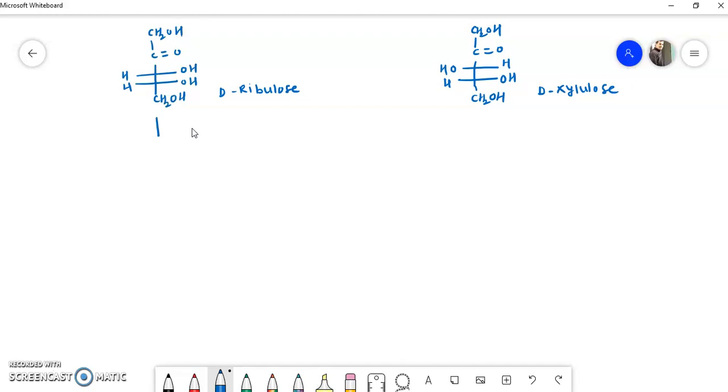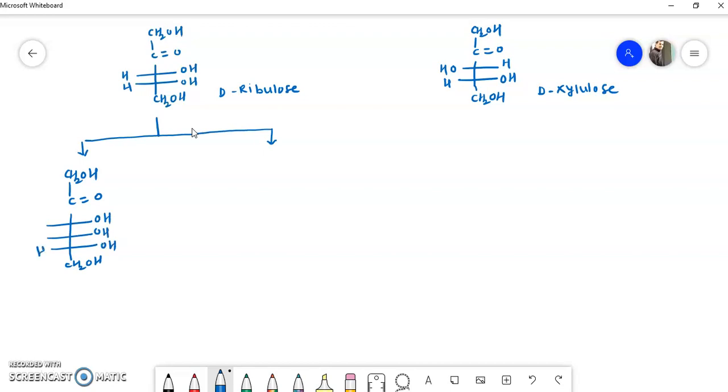So from this D-ribulose, we can derive 2 more structures like this. Just add one carbon more. So I will draw here the structure CH2OH, this C double bond O as it is. Now here you have to add only one carbon more. So there will be 3 horizontal lines. So here will be OH, OH, OH, hydrogen, hydrogen, hydrogen. So the name of this compound is D-allulose.